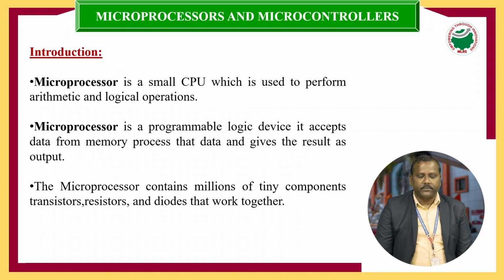Introduction. So here, what is microprocessor and what is microcontroller? Microprocessor is a small CPU which is used to perform arithmetic and logical operations. One more definition for microprocessor is that it is a programmable logic device. It accepts the data from memory, processes that data and gives the result as output. So these are the definitions of microprocessor. And microprocessor contains millions of tiny components like transistors, resistors, diodes and etc.